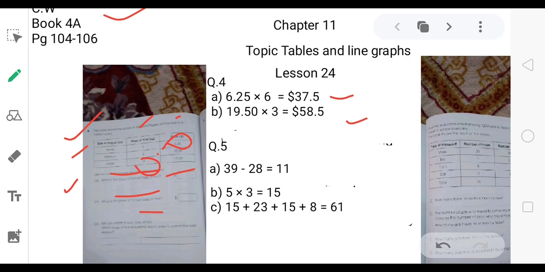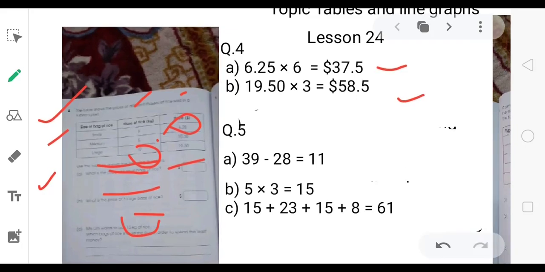Mrs. Lim wants to buy 15 kg of rice. Which bag of rice should she buy in order to spend the least money? Now listen to me carefully. One large bag consists of 10 kg, one medium bag consists of 5 kg, and one small bag consists of 3 kg. She needs to buy not only exactly the bag, she needs to buy 15 kg of rice.